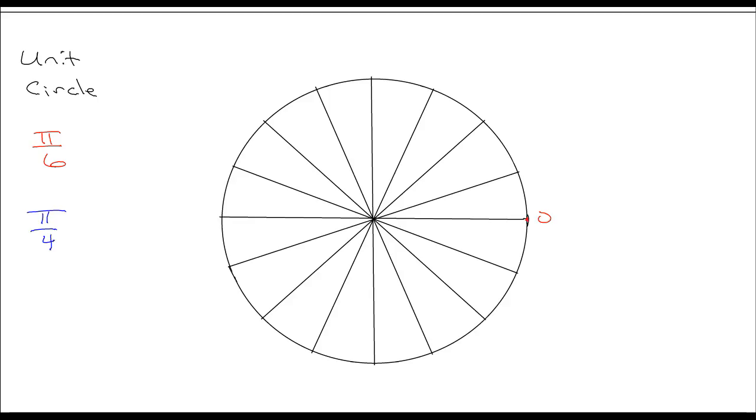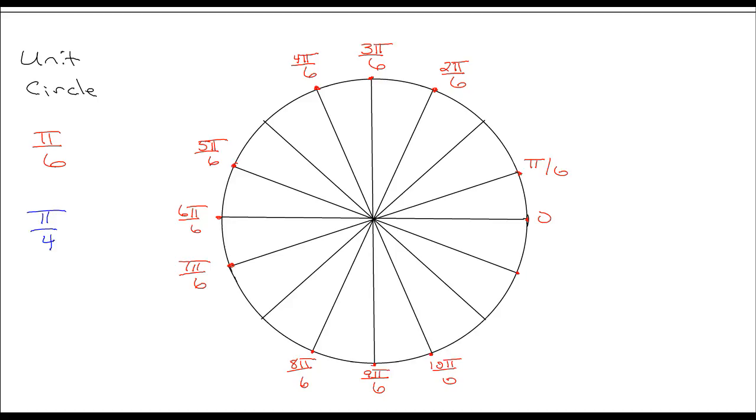So here's 0, 1 pi over 6, 2 pi over 6. Notice I'm jumping the middle one in the quadrant, like I did in the degrees. 3 pi over 6. Okay, so I have 1 pi over 6, 2 pi over 6, 3 pi over 6, and just keep counting up. 4 pi over 6, 5 pi over 6, 6 pi over 6, 7 pi over 6, 8 pi over 6, 9 pi over 6, 10 pi over 6, 11 pi over 6, and lastly 12 pi over 6, which makes sense because that's going to reduce to 2 pi.